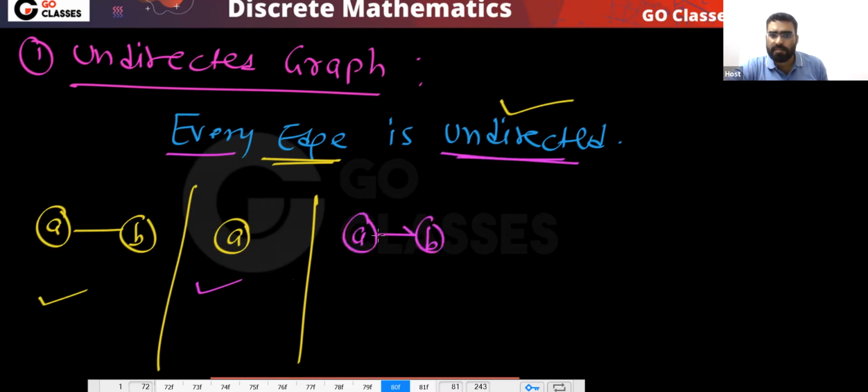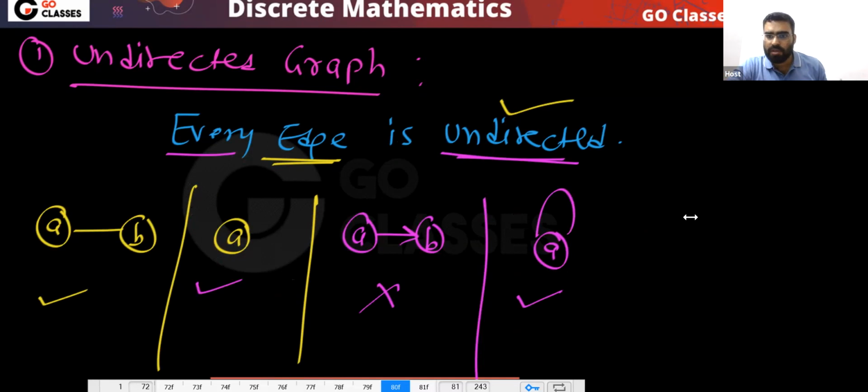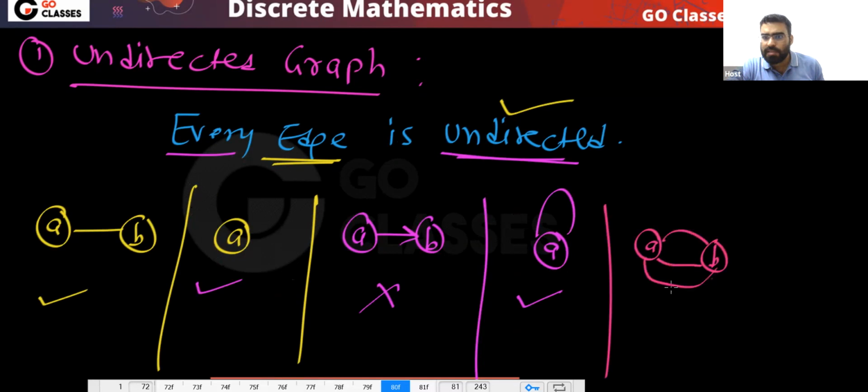Is this undirected? No. Is this undirected? Yes. Okay. So undirected graph means every edge must be undirected. For example, is this undirected? A, B. For this graph, between A comma B, there are three edges. Between A comma C, there is no edge. So this is also undirected. Undirected graph means every edge must be undirected.